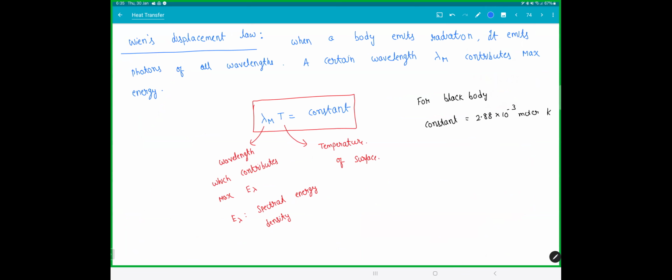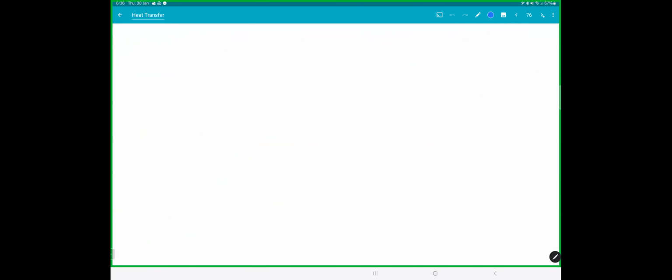Clear enough, Pratik? No. Let's talk about that lambda m T again. So this thing says lambda m. There is a particular wavelength at a particular temperature which contributes the maximum amount. Now look at here. If temperature increases, the maximum contribution lambda m decreases. It kind of makes sense also. As the temperature increases, the molecules move faster and faster. So when they collide, they release more energy. If they release more energy, then the photons will have less wavelength. Does that make sense?